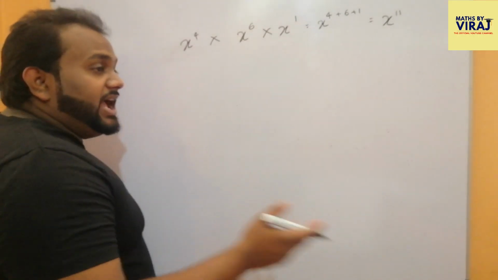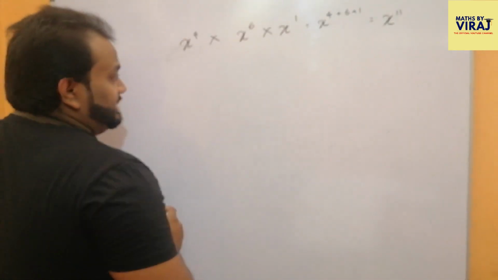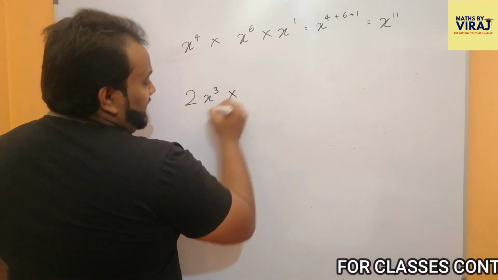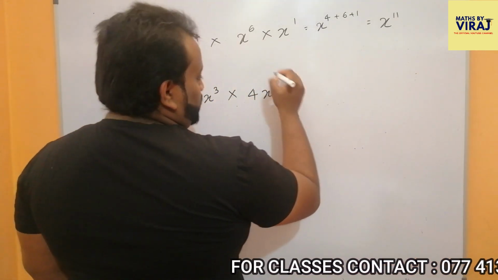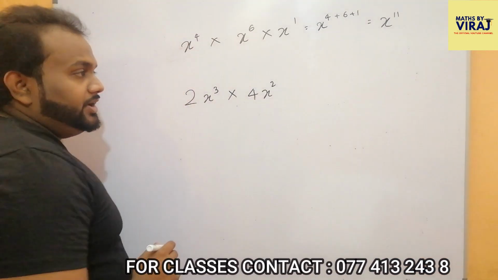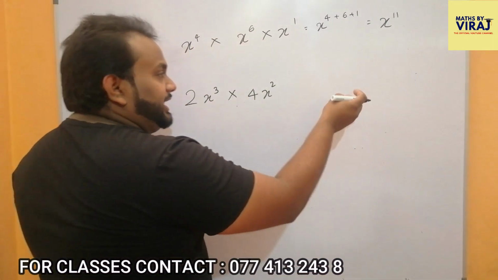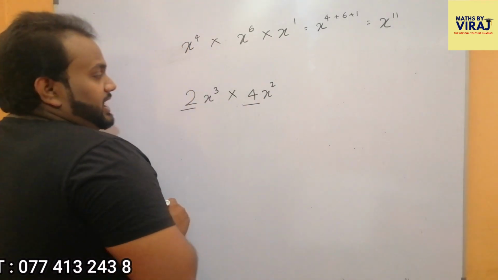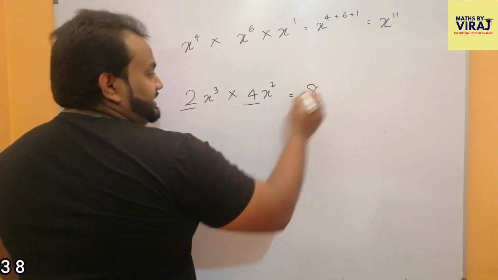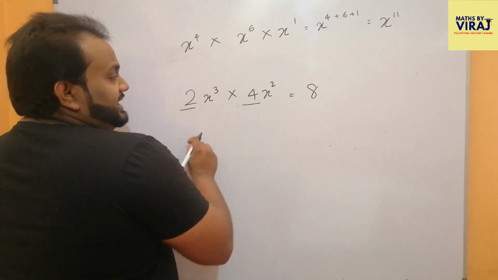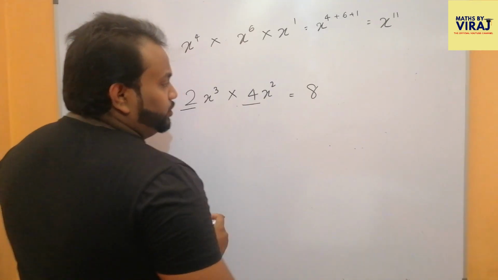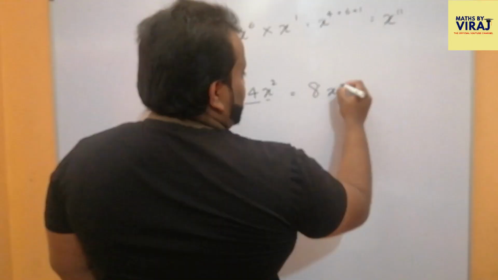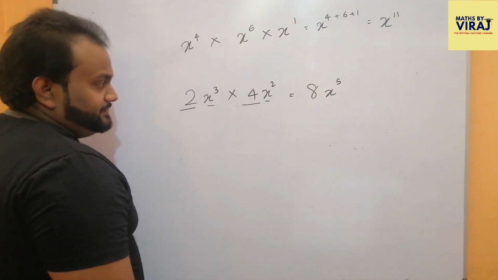Similarly, what if we had numbers and variables with powers? Very simple. 2x to the power 3 multiplied by 4x to the power 2. Always we should give priority to the numbers. You see now, 2 multiplied by 4. The answer is 8. When x to the power 3 is multiplied by x to the power 2, the bases are the same. When the bases are same, we add the powers.